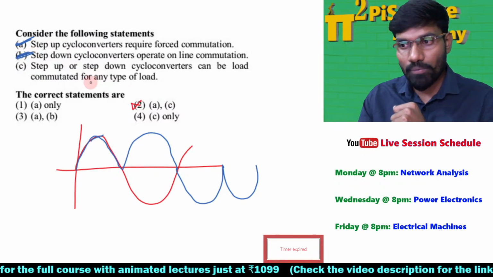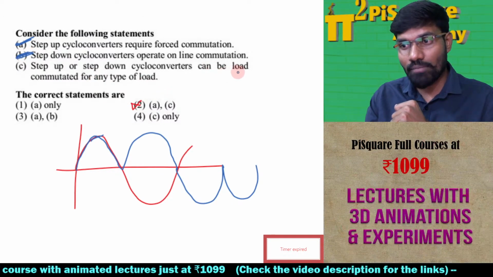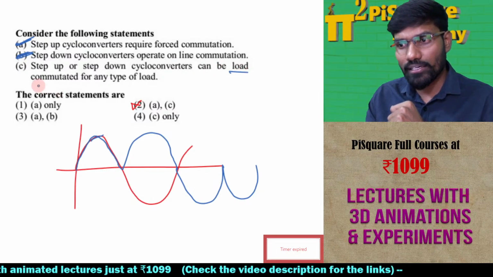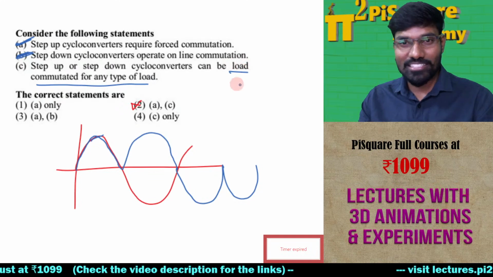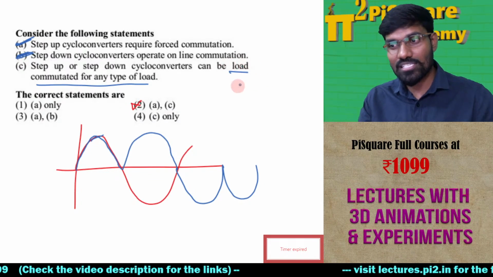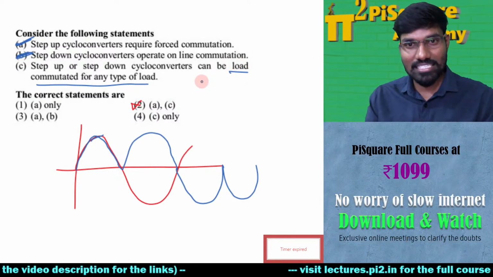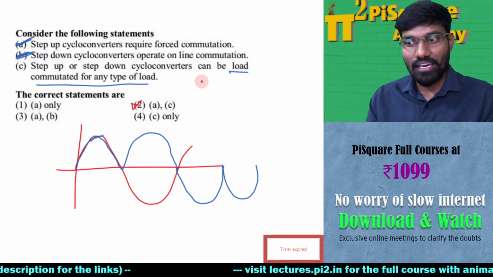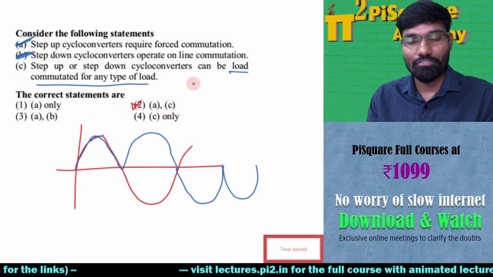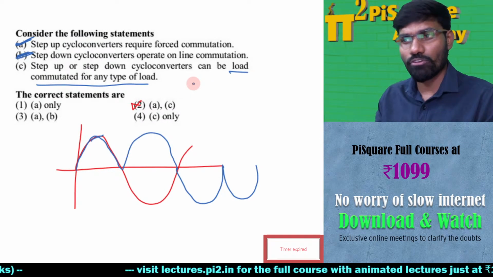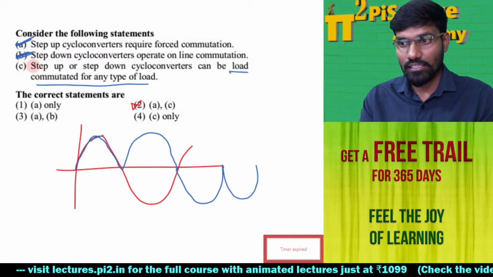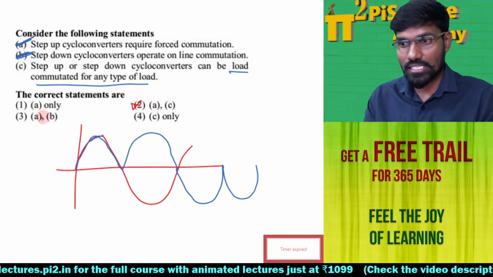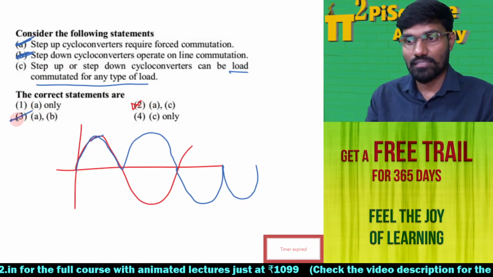Now, step up or step down cycloconverters can be load commutated for any type of load. See, we know load commutation means you must have C and L values on the load side. If you have only a resistive load, how can you go for the load commutation technique? That's not possible. Anyways, A, B is correct, not C. This is wrong, and this is the answer.